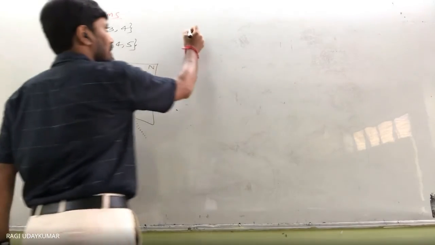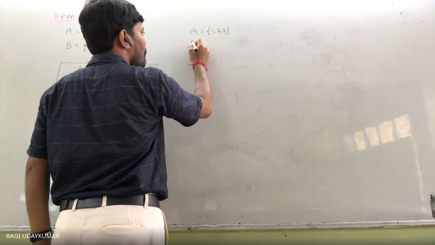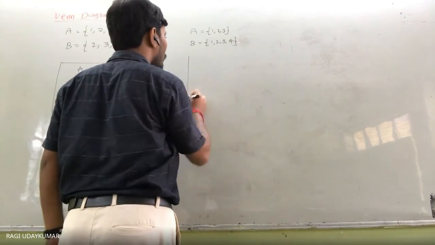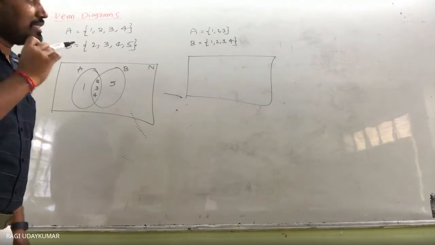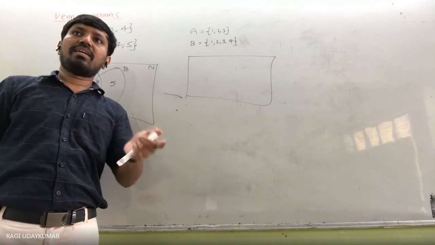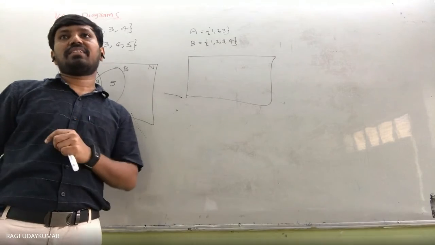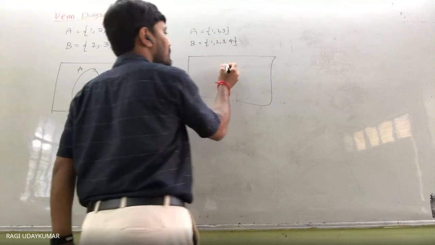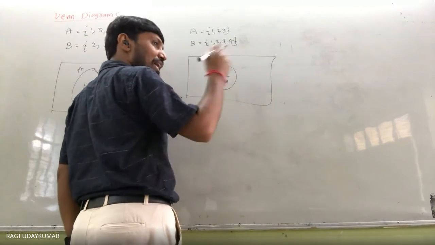Suppose the situation is like this, A is equal to 1, 2, 3, and set B is equal to 1, 2, 3, 4 is given. So how do you represent this in a Venn diagram? In this situation, what can you observe? One set is a subset of the other set. So subset means inside होगा. तो set A का क्या क्या elements है? 1, 2, 3 है. These are all present in B.